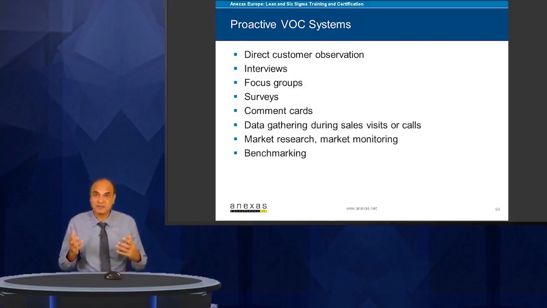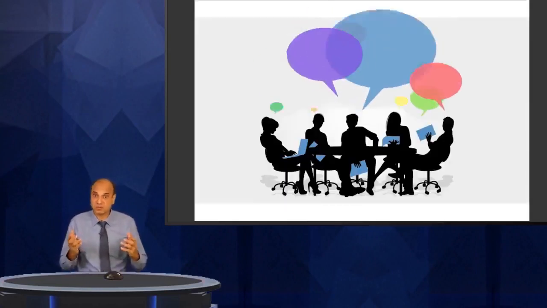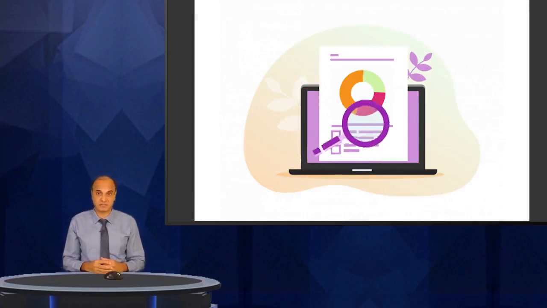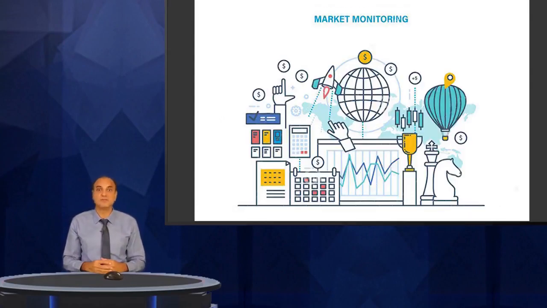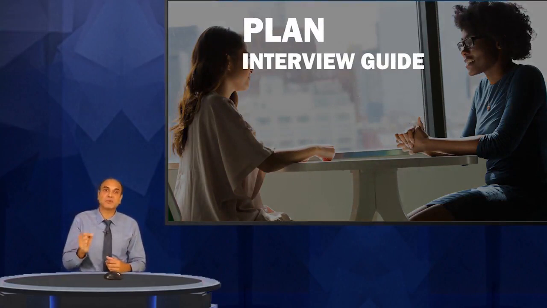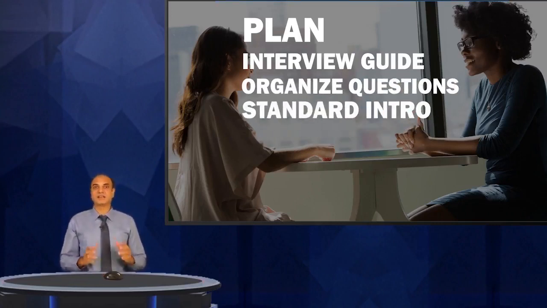Proactive VOC systems examples include direct customer observation, interviews, focus groups, surveys, comment cards, data gathering during sales visit or calls, market research, market monitoring, and benchmarking. If you are choosing to interview a customer, then it's better to plan for an interview. How would you develop an interview guide? If you are going to conduct interviews, compile questions into an interview guide, organize your questions, write a standard introduction for all interviews to use, and test the guide before using it with actual customers.